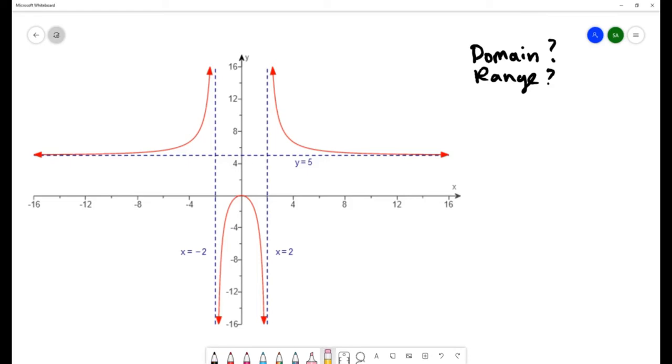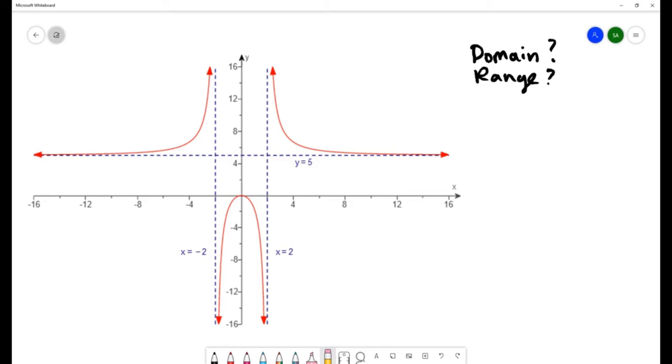On this question, we're given a graph of a function, and we're asked to find the domain and range of the function. So the domain we know is the x's, the range is the y's. We need to state a set of all the x's for the domain, a set of all the y's for the range. But this graph has some interesting features that you may not be familiar with. So I want to point those out to you first.